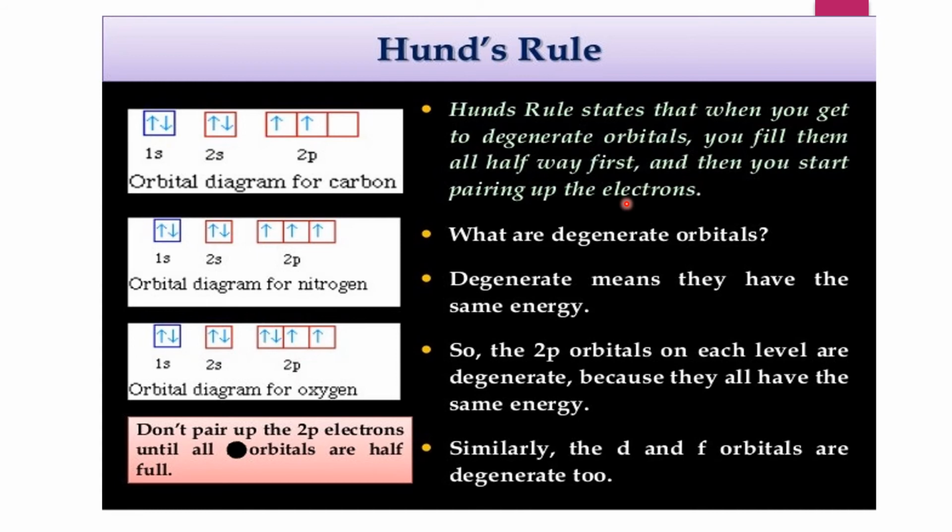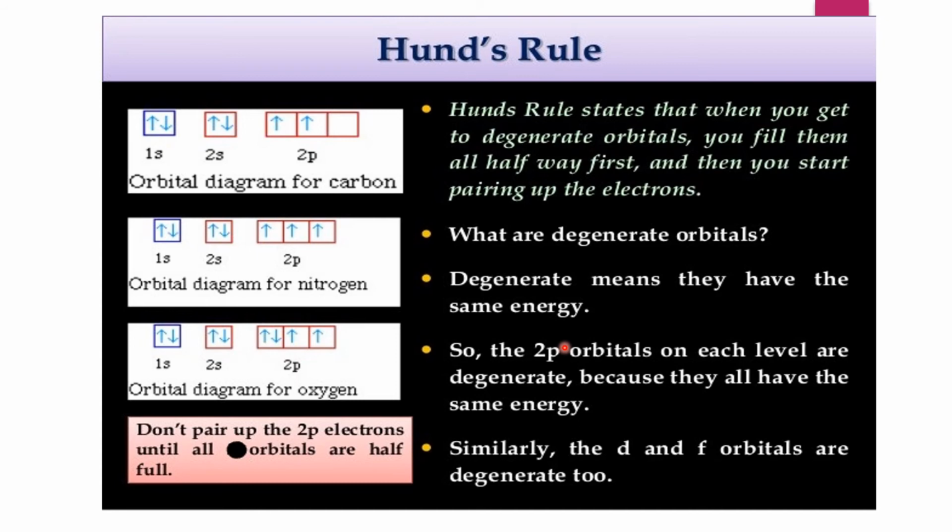Now let's see what degenerate orbitals are. Degenerate orbitals are the orbitals that have the same energy. For example, the s orbital has only one subshell. The p orbital has three subshells, px, py and pz, and all of them have the same energy, so they are known as degenerate orbitals, whereas s does not have any subshells.